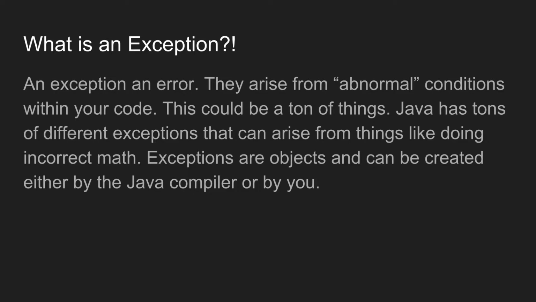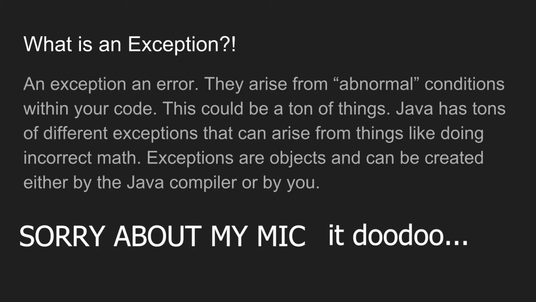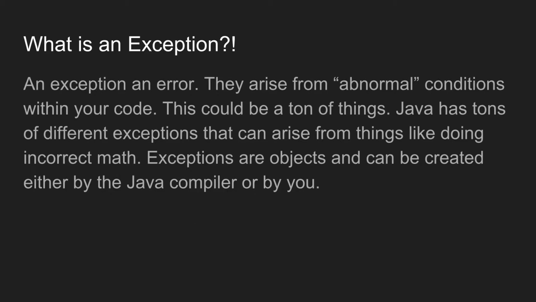Well, an exception is literally just an error that is created in your Java code. They arise from what's called abnormal conditions within your code, which is just stuff that's not supposed to happen within your code. You just can't do that in Java. That's what it means. So this could be a lot of things. Java actually has tons of different exceptions that can be created once you're doing something wrong in the code. One example of doing something wrong is incorrect math, like dividing something by zero. I mean, you just can't do that in math. So that would create an error or an exception.